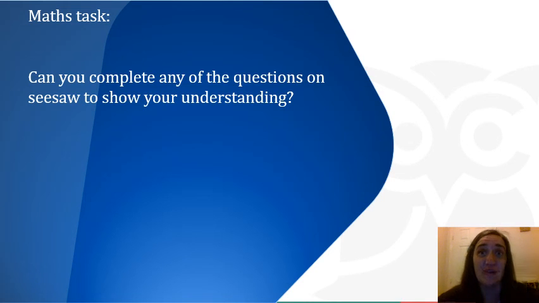Well done. Some of those questions, especially that last one, was a bit tricky, wasn't it? It was trying to catch us out. You are doing amazingly at talking about numbers up to 50 in tens and ones and splitting them into different parts. I'd like you to have a practice at this now using some of the questions on Seesaw. Don't worry if you can't complete them all, just try your very best, and I look forward to seeing how you get on.